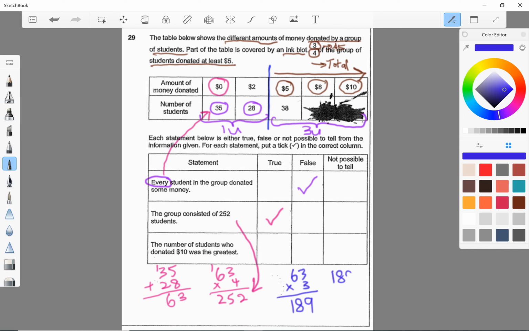If I take 189 and subtract away 38, 9 minus 8 is 1, 8 minus 3 is 5, and I'll get 151. I do know that the $8 and the $10 category has got to be 151 students, but I do not know, out of these 151 students, where they go. Meaning, which category can I split the 151 students up into? So for the third statement, it has got to be not possible to tell.